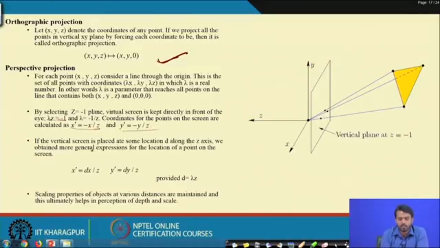If the virtual screen is placed at some location d along the z axis, because we have considered minus 1 here, but in case of a distance d, we obtain a more general expression for the location of a point on the screen. That means, x dash is equal to dx by z, y dash is equal to dy by z, provided d is equal to lambda z. So, scaling properties of objects at various distances are maintained, and this will ultimately help in the perception of depth and scale.